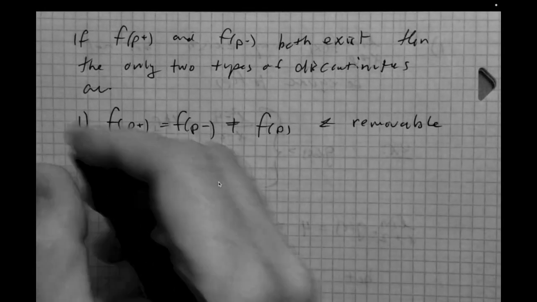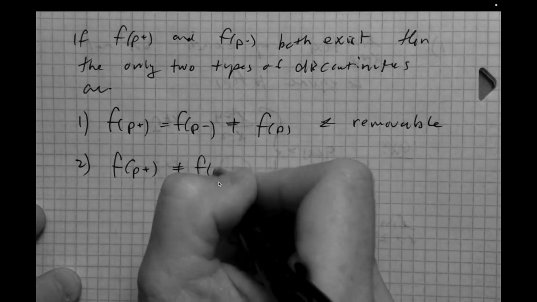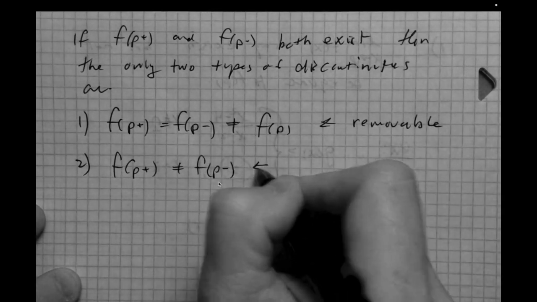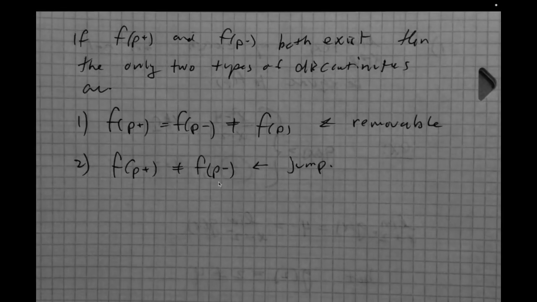And then the second one is where f of p plus is not equal to f of p minus, and this is a jump. So these are the two types of discontinuities that you can run into. Let's see an example of this jump discontinuity.